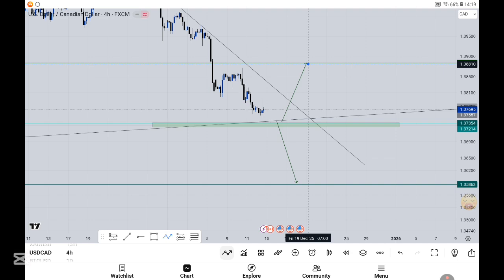So you just have to stay in your hands and be very patient. Wait for the market to fulfill either this analysis or this one. Next week I will be here again to analyze and see what the market has done concerning this particular pair, because I love it so much. It's moving very well and I know you guys are making money from it.